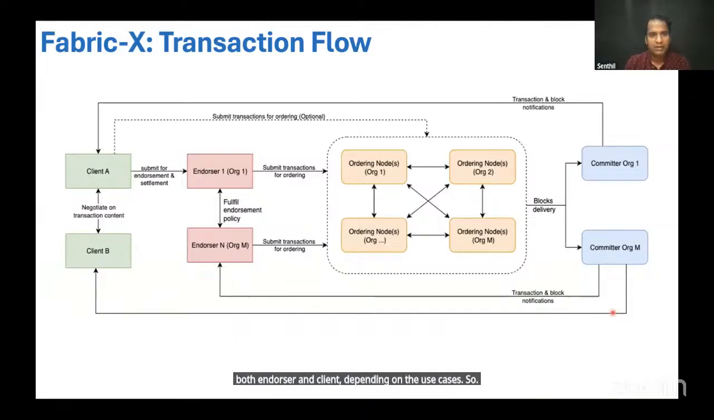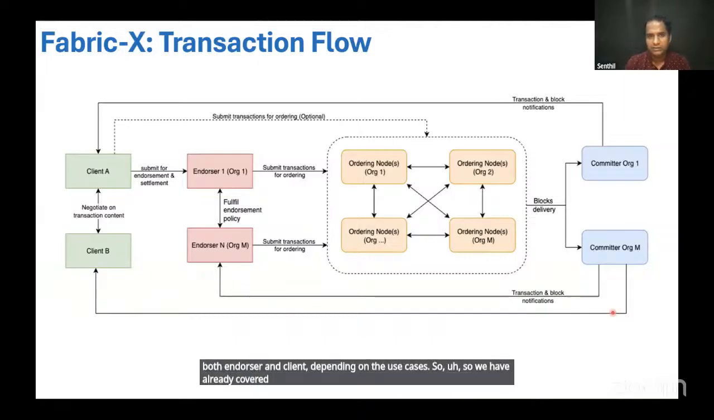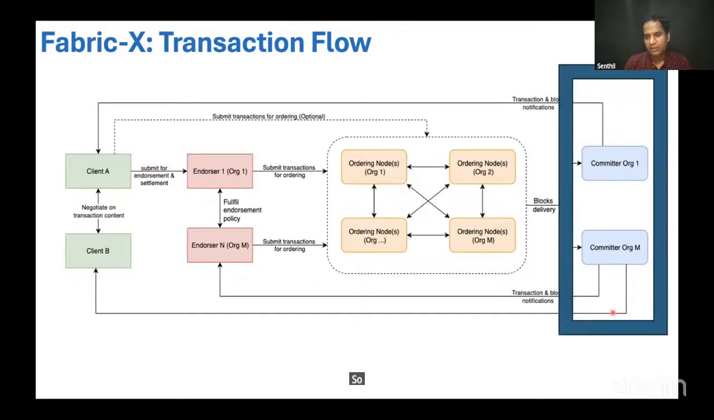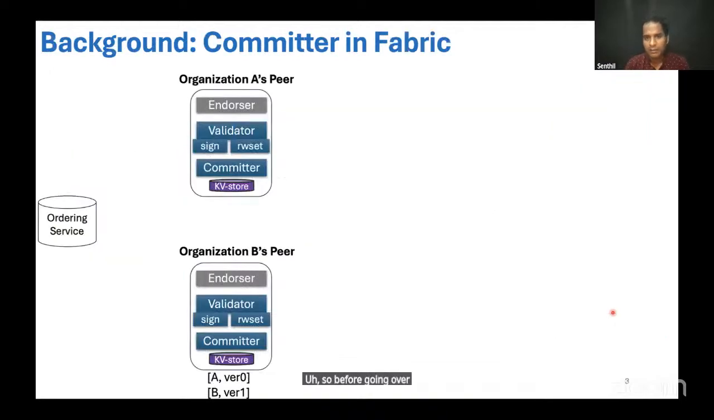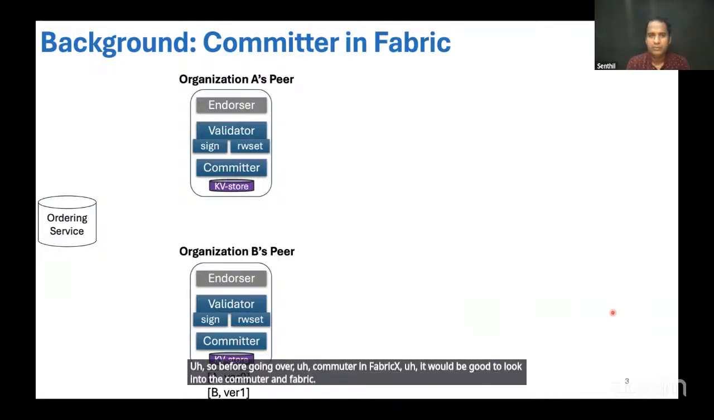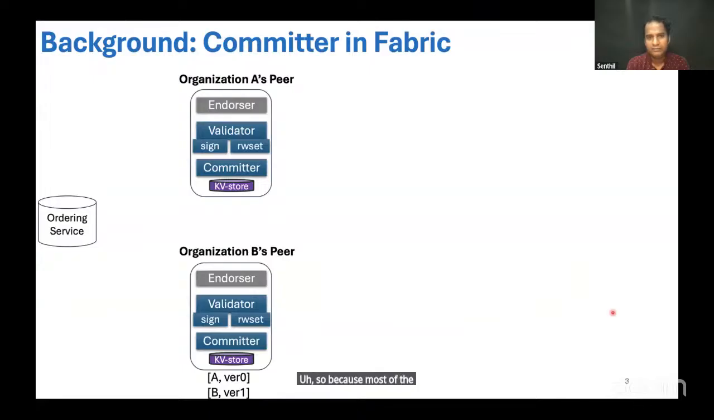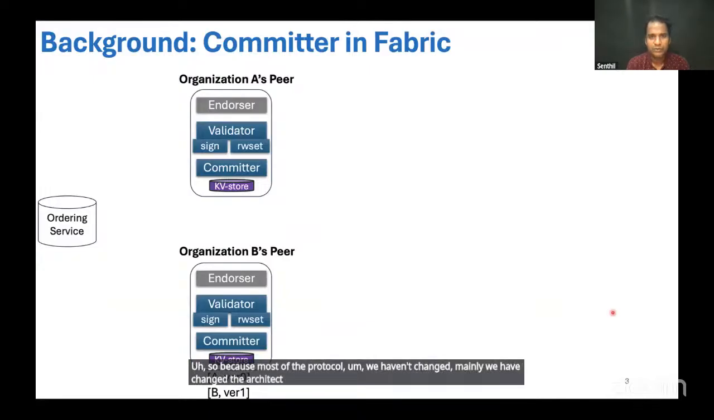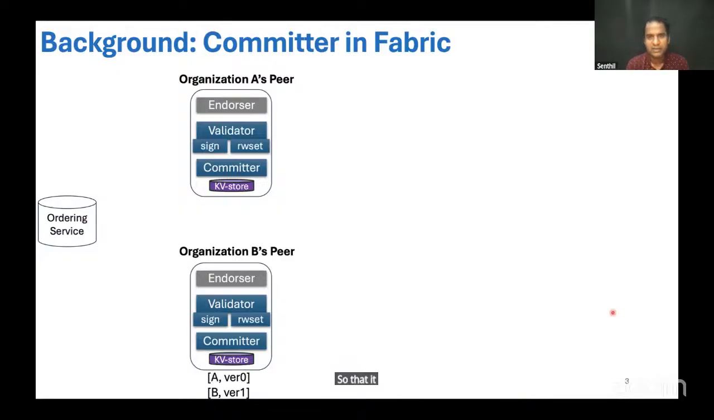We have already covered endorser and ordering service, so in this talk, we are going to only cover the committer component. Before going over committer in FabricX, it would be good to look into the committer in Fabric, because most of the protocol we haven't changed, mainly we have changed the architecture. So it's good to have this background so that it would be easier to understand what we did in FabricX.